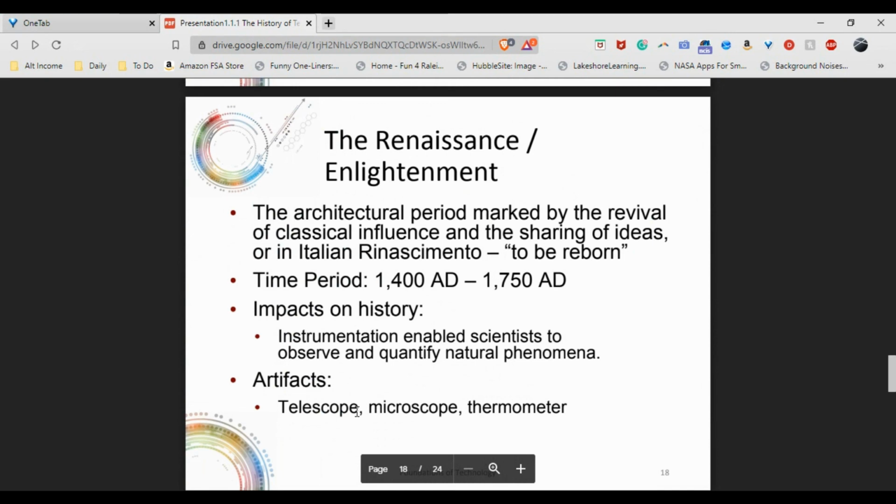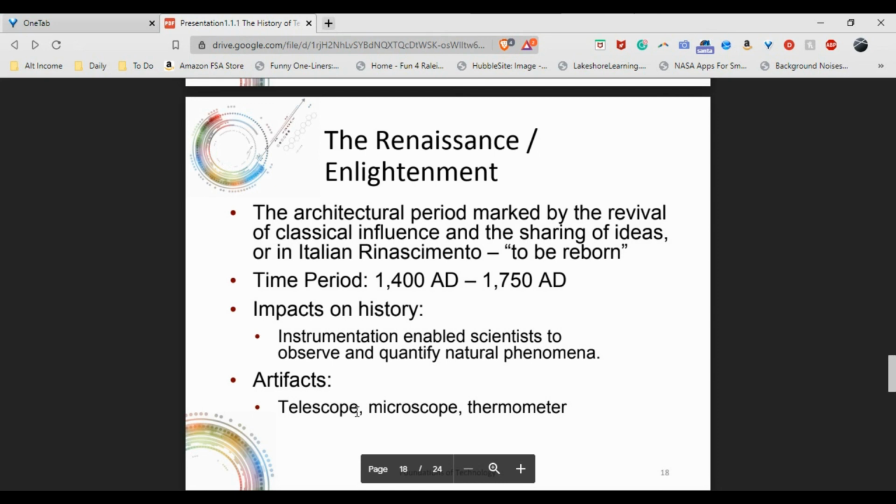Now we get into the Renaissance, or the Age of Enlightenment. It's marked by classical influence, sharing ideas, and it means to be reborn. So this is from 1400 to 1750 AD. Now you're getting into colonial American history at this point, when these things are starting to happen.